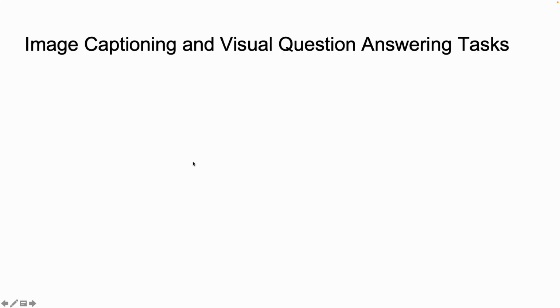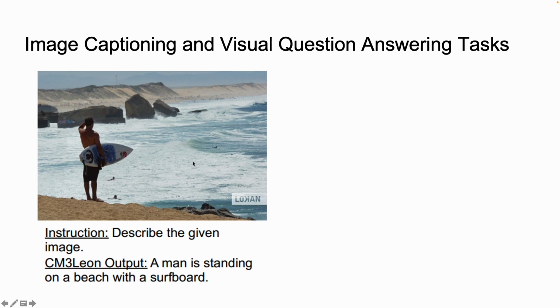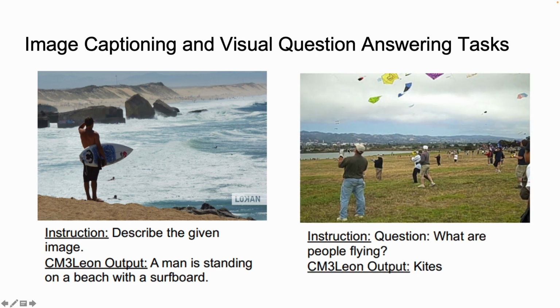Image captioning and VQA. Here we ask the model to describe the given image and it's able to describe it very well, saying that a man is standing on the beach with a surfboard. Here is another task and we ask it what people are flying and it's able to say kites.